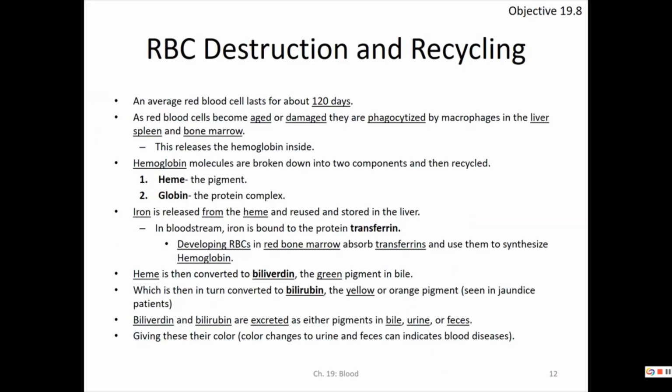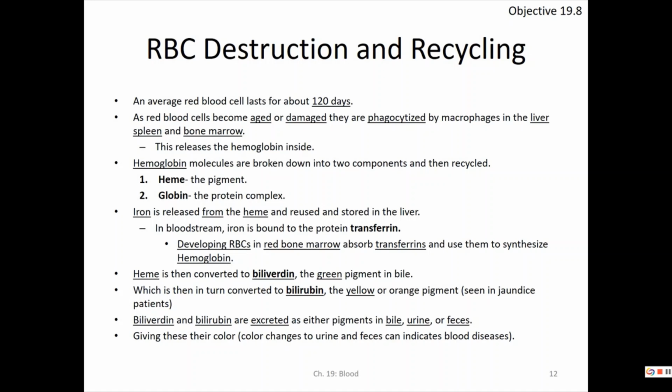The yellow pigment, maybe a little orangey, in jaundice patients, this accumulates in their blood and in their tissues, and that makes their skin turn very yellow. Now, biliverdin and bilirubin go out in bile, in urine, and in feces. Bile is green because it's got a lot of biliverdin. Urine is yellow because it has a lot of bilirubin. Feces is brown because you take yellow and green and mix it together. What do you get? You get brown. A lot of the color for feces is because of this.